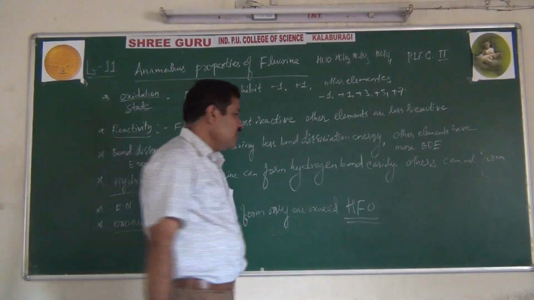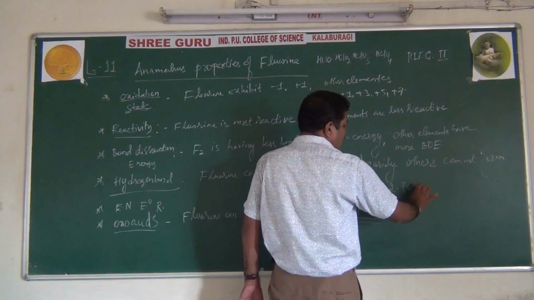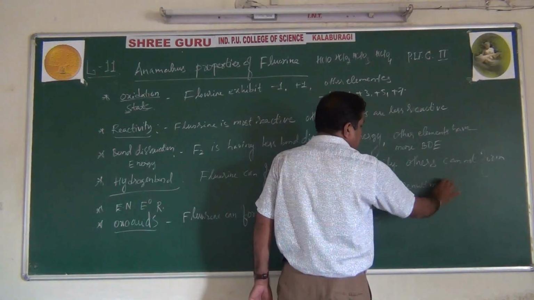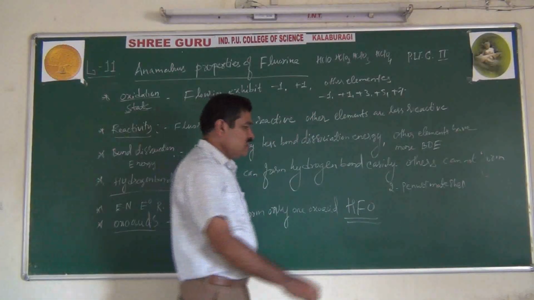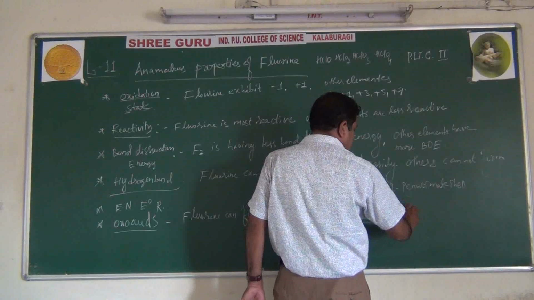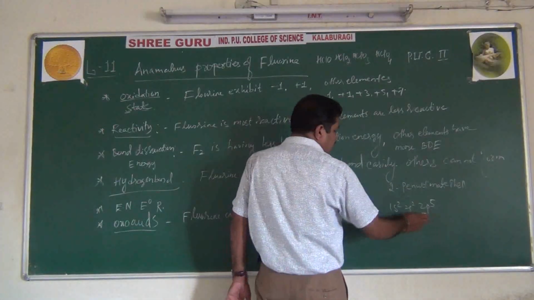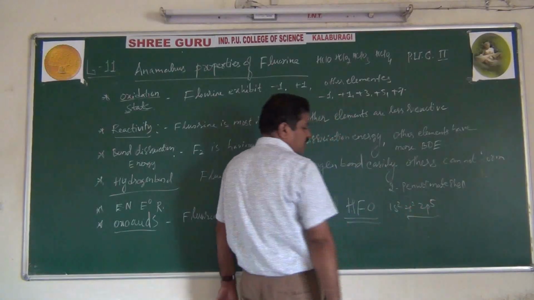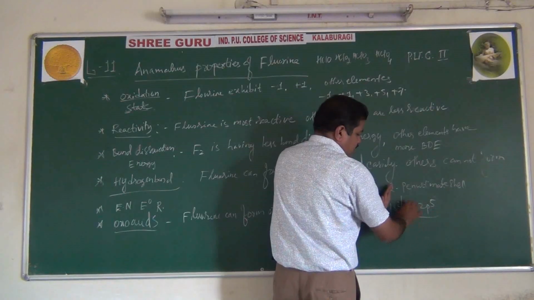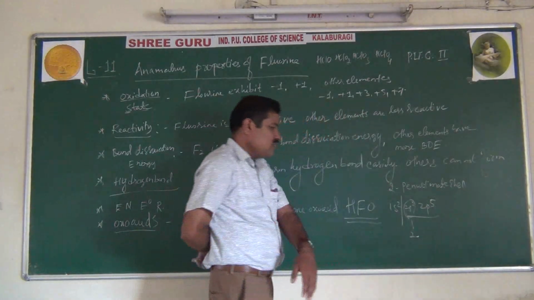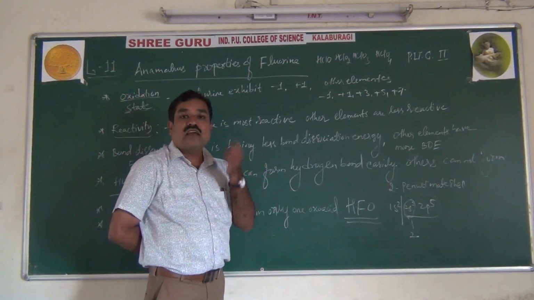And lastly, fluorine is having only 2 electrons in the penultimate shell. Means fluorine's atomic configuration is 1s2, 2s2, 2p5. Penultimate shell means last but one. See, this is for octet, no? Last but one, in between, this is a duplet. So this is another 2 electrons in the penultimate shell. But other elements, chlorine, bromine, iodine, are having 8 electrons.